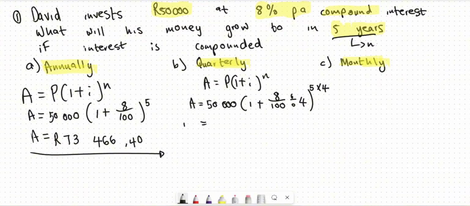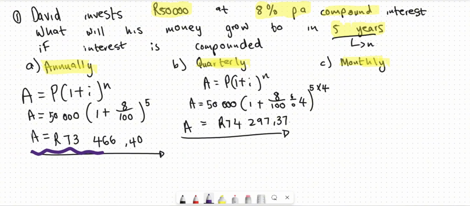And again, you just plug that whole thing into your calculator, and this means you're going to get 74,297.37. And take note, this amount is larger compared to the previous amount. And why? It's because now the interest is being compounded more regularly, or rather quarterly, 4 times a year.